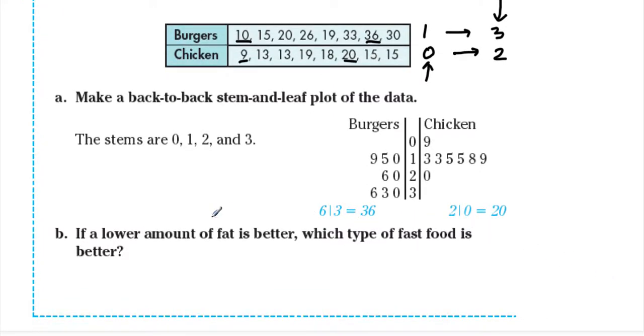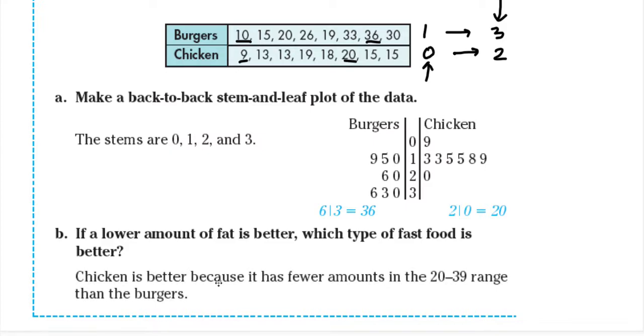Now we can answer this question. If a lower amount of fat is better, which type of fast food is better? If you look at this stem and leaf plot, you'll notice that in the interval of 10 to 19 grams of fat, chicken has more data in it. What does that mean? It simply means that at that particular interval, chicken is better because it has fewer values in the 20 to 39 range than the burgers.